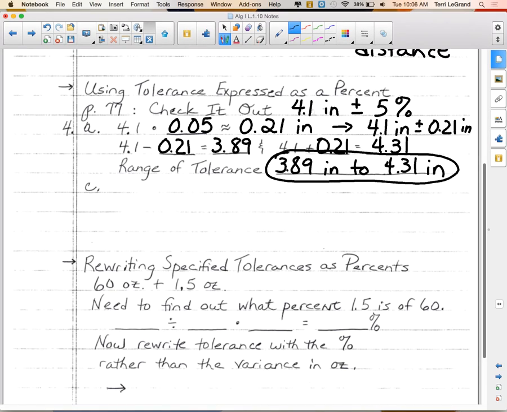So it was expressed as a percent to start with. We can't just add 5 and subtract 5 because it said 5%, not 5 inches. Seems a little bit unreasonable that they would tolerate 5 inches. If 4.1 is the actual, that they would tolerate ranging from 5 inches below that to 5 inches above. That doesn't even seem reasonable.